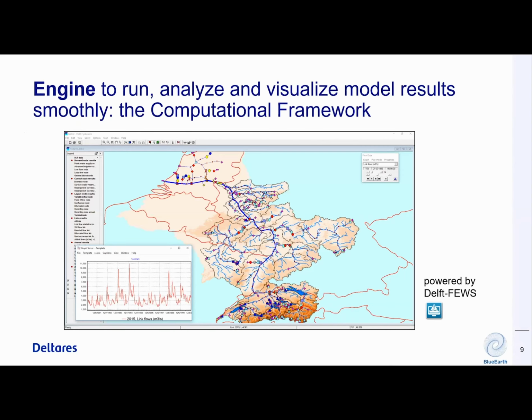And to have all these kind of models, to connect them easily, like a rainfall runoff model or water use, cooling, and water allocation, we developed a computational framework powered by Delft-FEWS to run, analyze, and visualize your model results smoothly. And that's an extension of Delft-FEWS that is normally used in operational systems, but now can also be used for strategic planning. So it better facilitates also modeling measures and strategies.